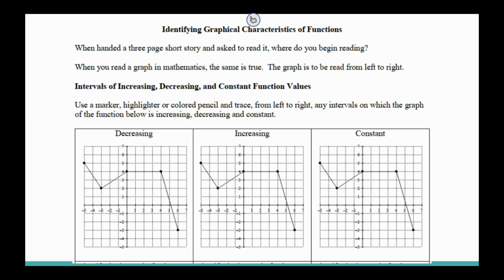So use a marker, highlighter, or colored pencil and trace from left to right any intervals on which the graph is increasing, decreasing, and constant.